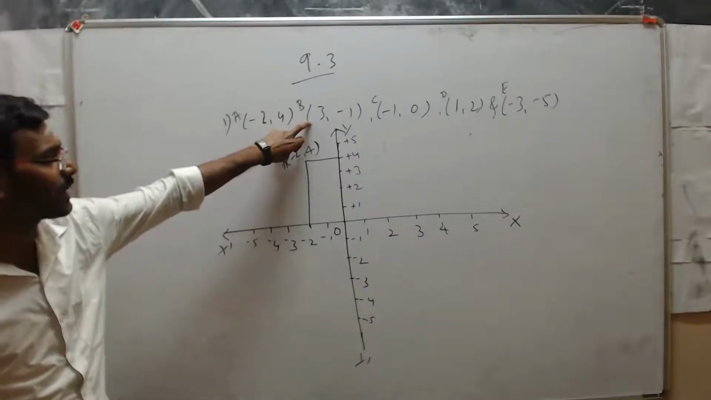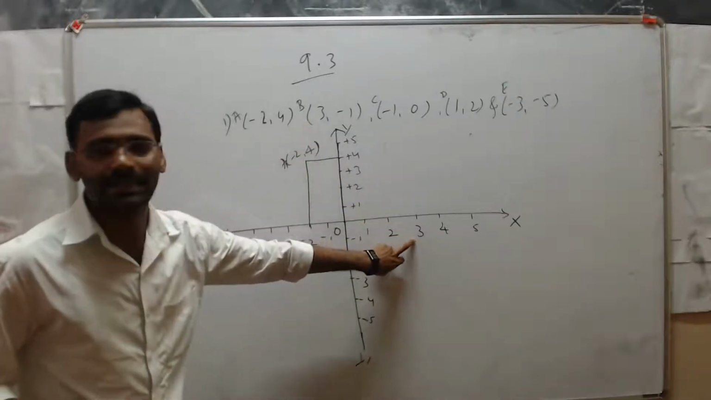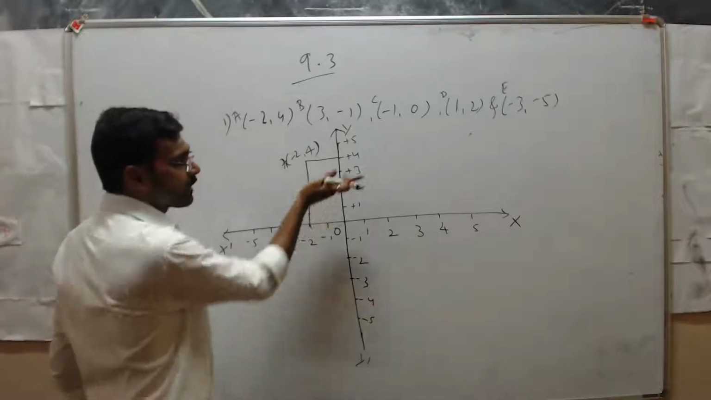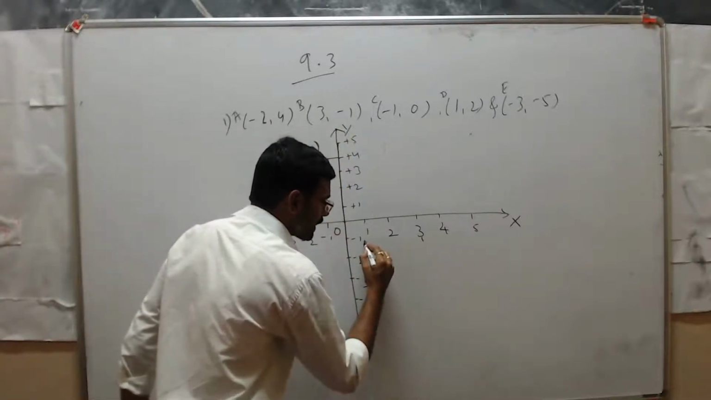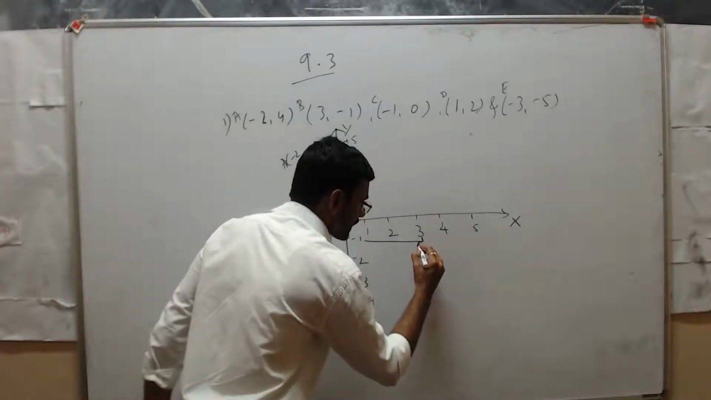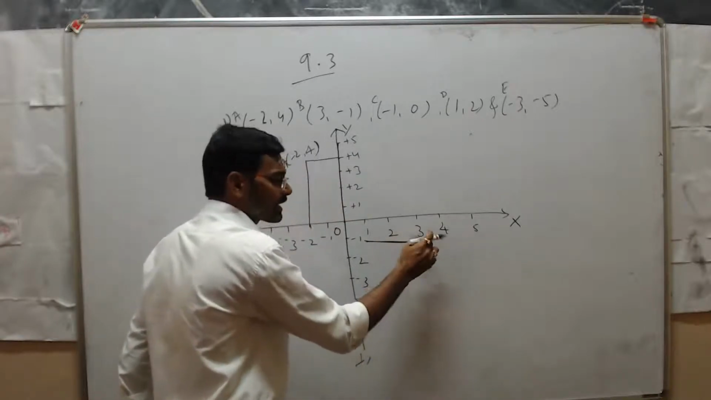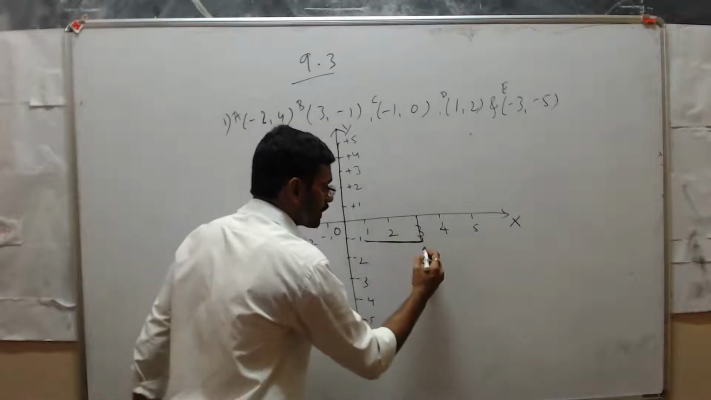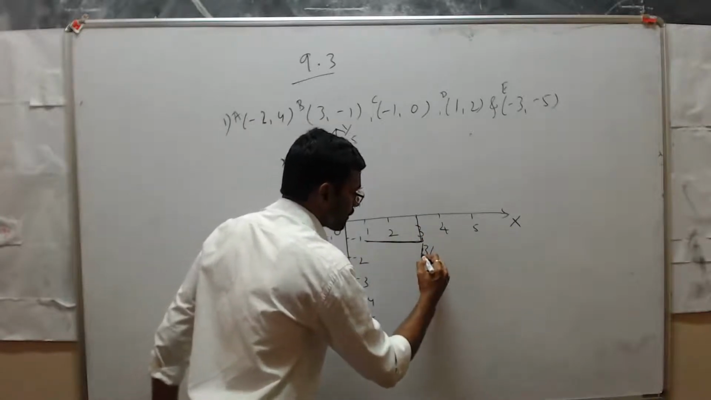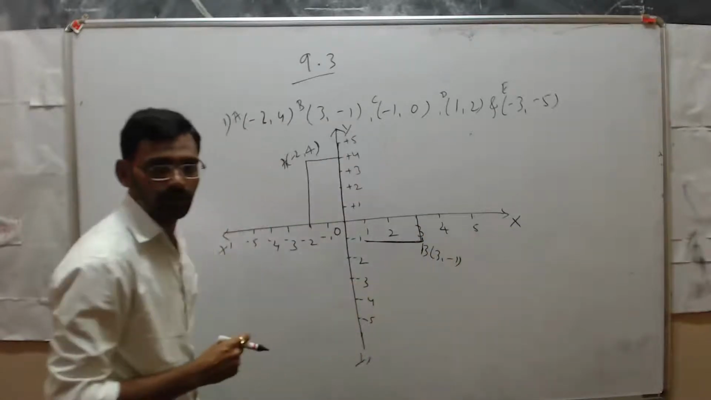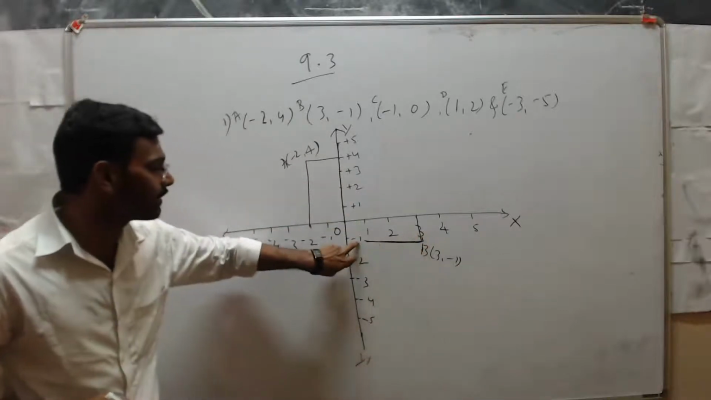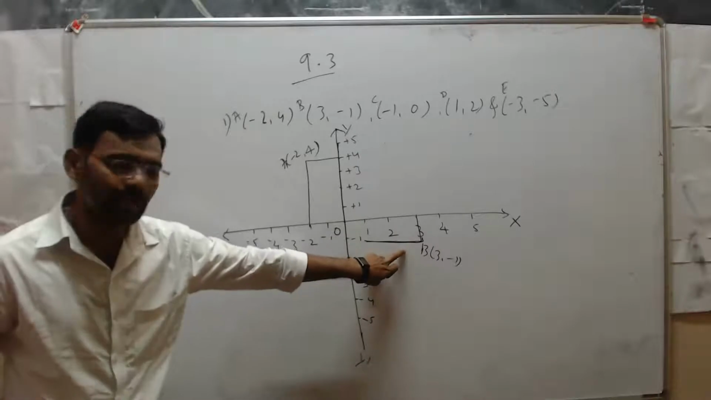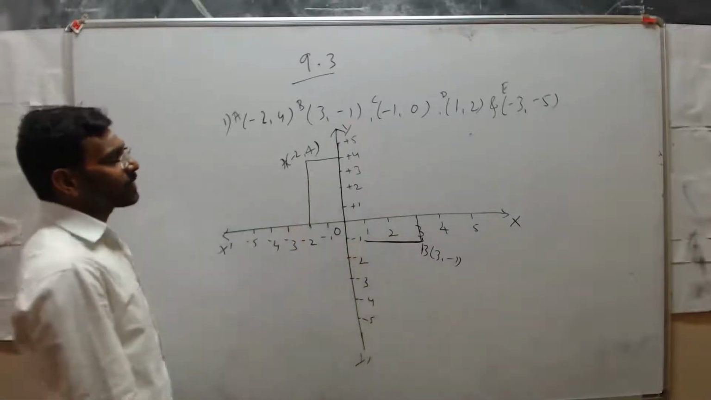Then B. X value is plus 3 is here. Y value is minus 1, on the y dash side. Plus 3 and minus 1, therefore it is considered as B: 3, minus 1. Which quadrant? Fourth quadrant.